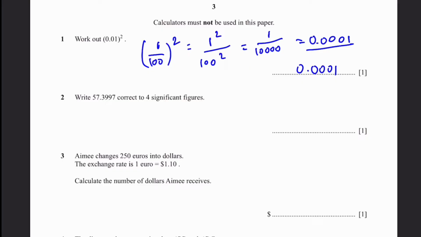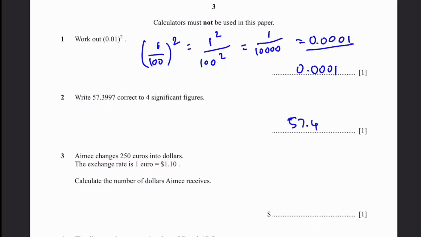Question 2. Write 57.3997 to 4 significant figures. The fourth significant figure is the first 9. The fifth one is the second 9, which is greater than 5. So we have to add 1 to the fourth significant figure. But that becomes 10, and 10 cannot fit in one digit. So the 1, this place value here, will be shifted to the next digit, the third significant figure. So it's going to be 57.4.